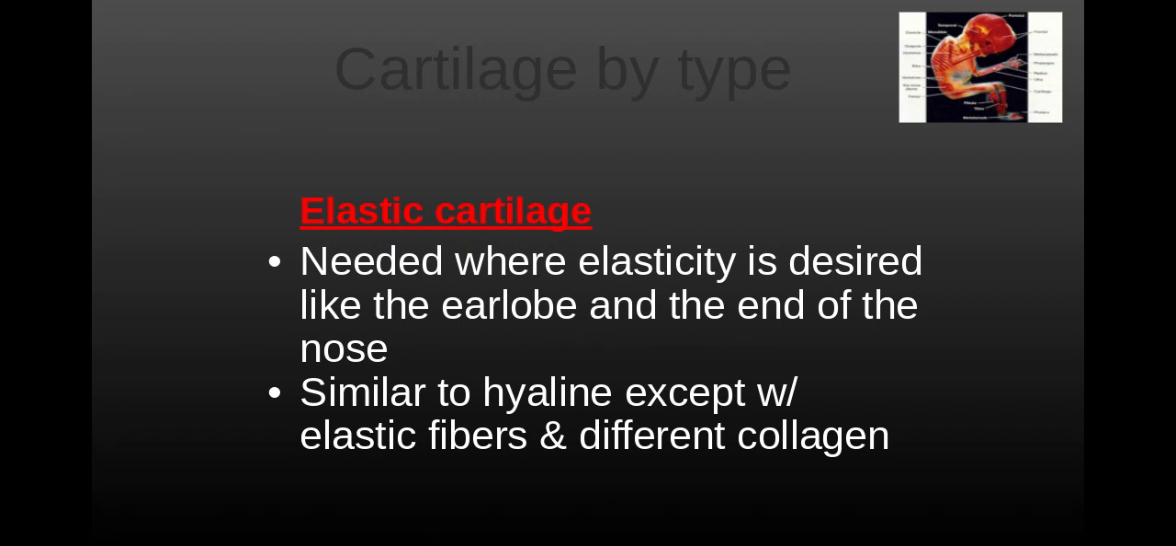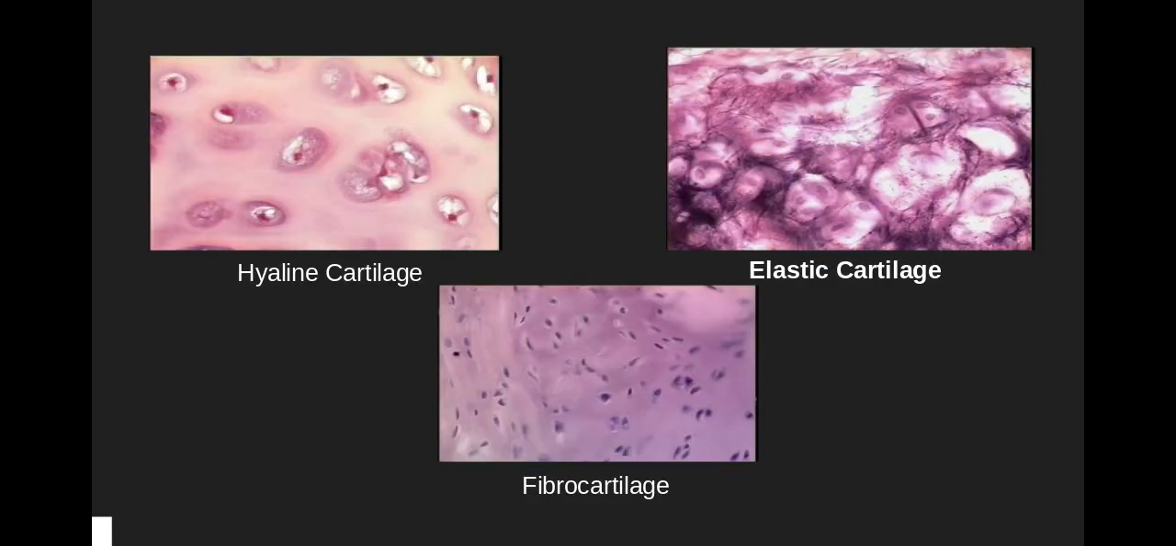Elastic cartilage is needed where elasticity is desired, like the earlobe or the end of the nose. It's similar to hyaline, but it's made with elastic fibers in its extracellular matrix instead of collagen. So if I forgot to tell you, hyaline cartilage is made of collagen fibers in its extracellular matrix, where elastic is, surprise, surprise, elastic fibers.